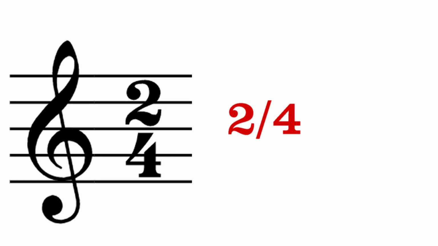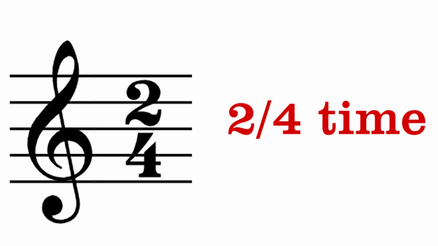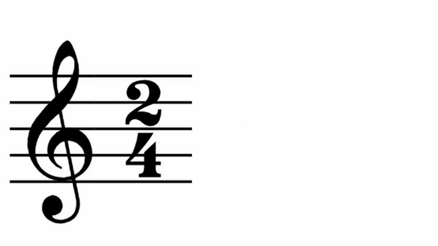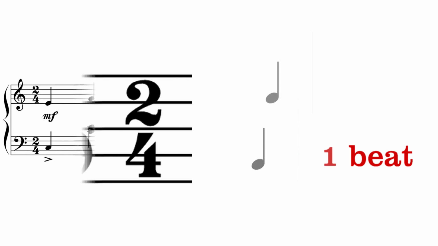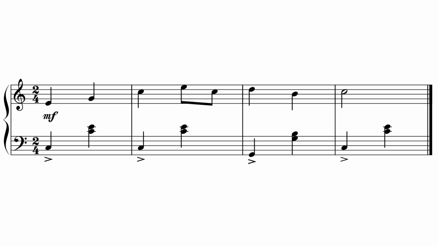One more time signature. This is 2/4 time. What do you think the 4 on the bottom means in this time signature? Just like in 4/4 time and 3/4 time, the 4 on the bottom means that a quarter note gets 1 beat. What about the 2 on the top? It means that there are only going to be 2 beats per measure. So there will be something equivalent to 2 quarter notes in every measure. Here's an example of what this might look like.